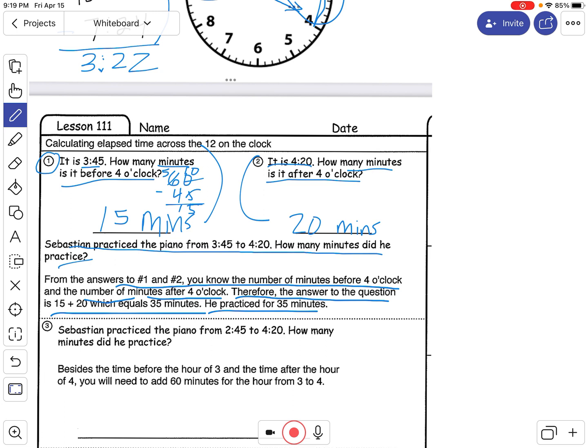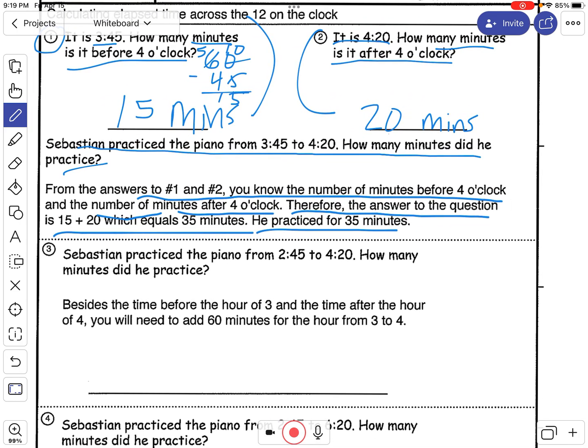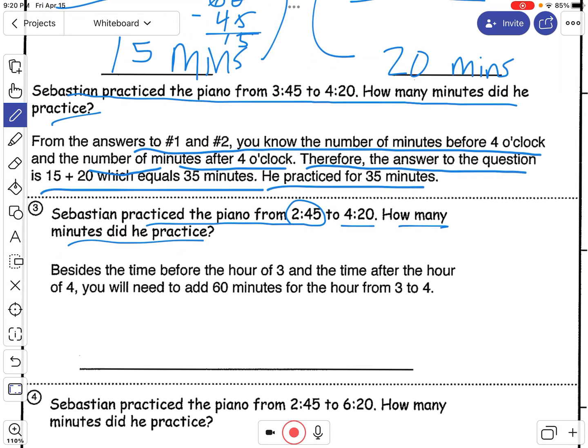Now, sometimes you are going to have some hours in between there. So let's say he's going from, well, we've got the sample right here. What if he practices the piano from 2:45 to 4:20? How many minutes did he practice then? Well, besides the time before the hour of 3, which is 15 minutes, right, this is 15 minutes before 3, and the time after the hour of 4, that would be 20 minutes, you will need to add 60 minutes for the time from 3 to 4.